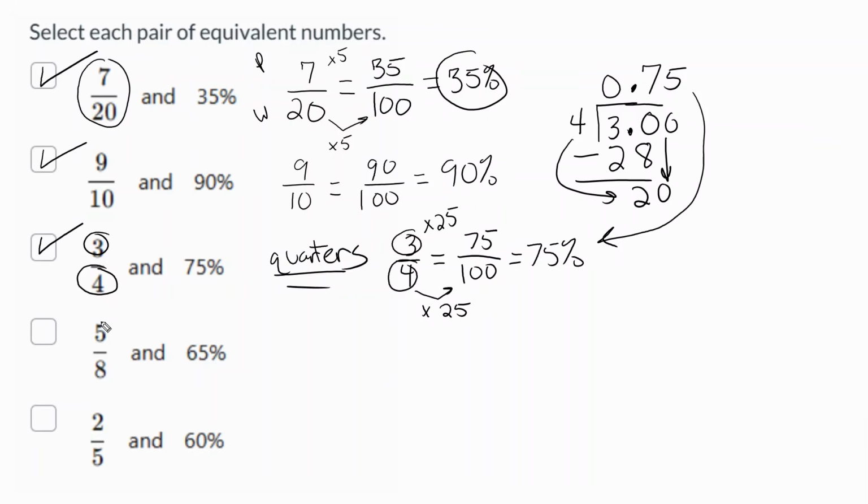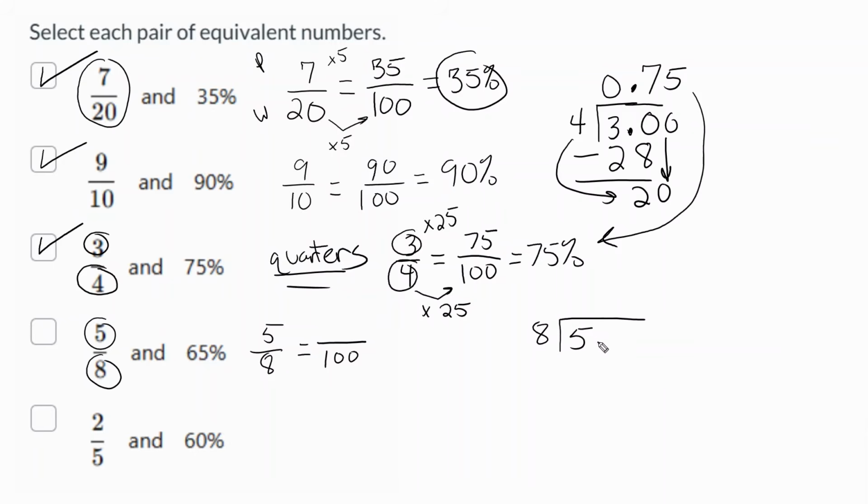All right, now take a look at 5/8. 8 does not fit into 100 equally, so we're not going to set up an equivalent rate out of 100. Although we still could. We could cross multiply 5 times 100 and divide it by 8 if we wanted to. But what I'm going to select to do this time is just divide the numerator by the denominator. We're going to take 5 and divide it by 8 and see what we get.